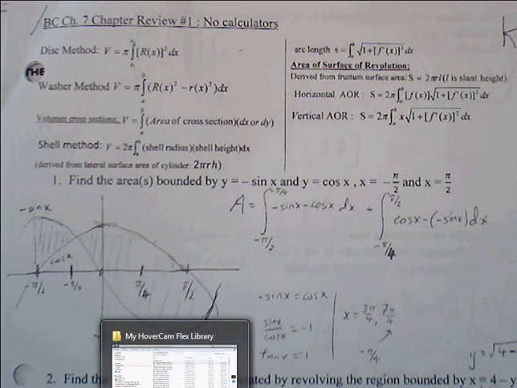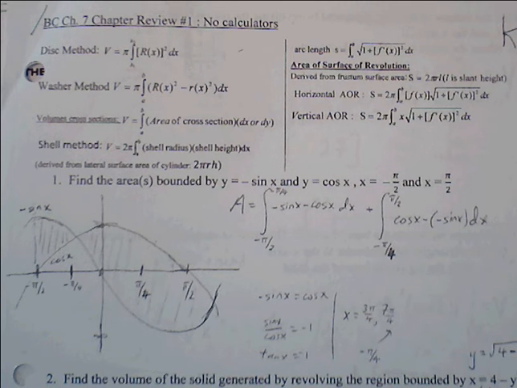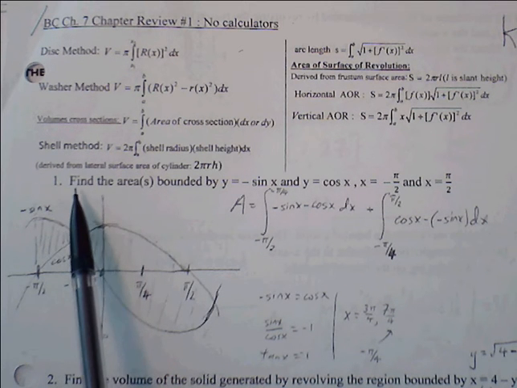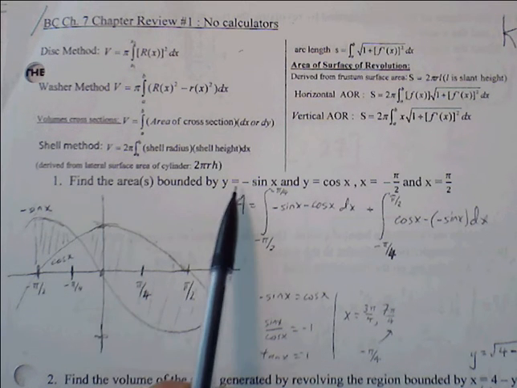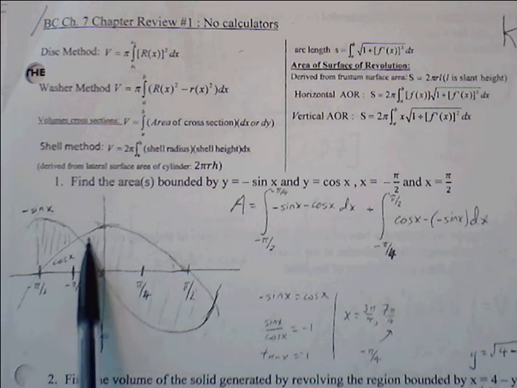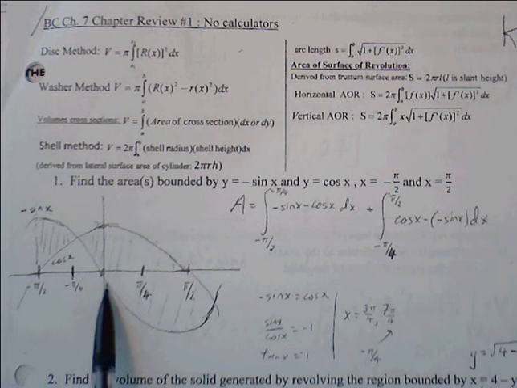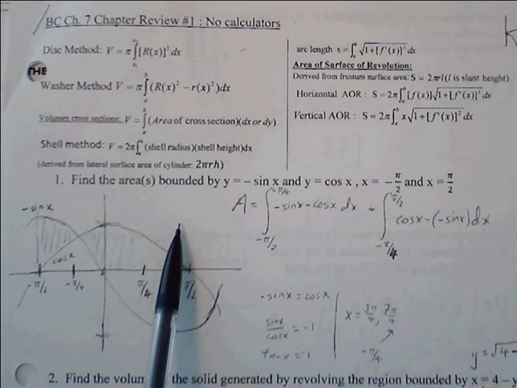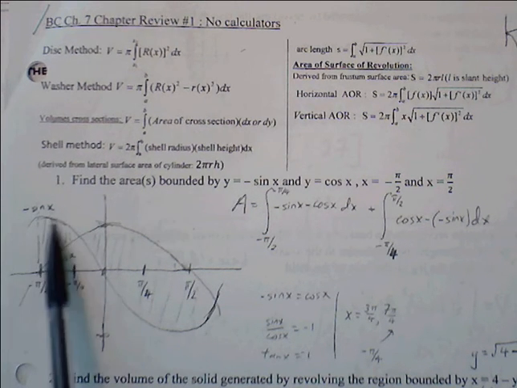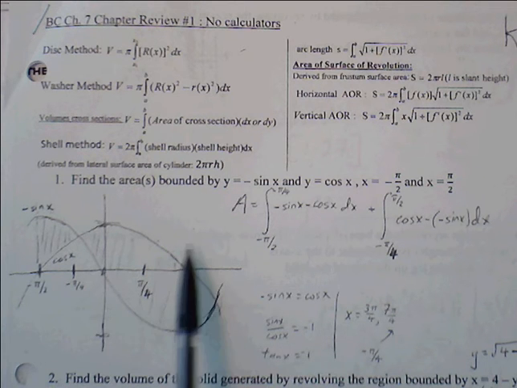This is BC Chapter 7 review. Let's look at number 1 here, which says find the area bounded by the graph y equals negative sine of x. So here's negative sine of x, goes through the origin, but instead of in the first quadrant for pi over 2, it's actually going to be flipped around. It's going to be the reflected version of y equals sine of x.